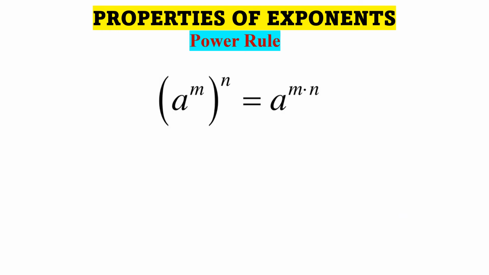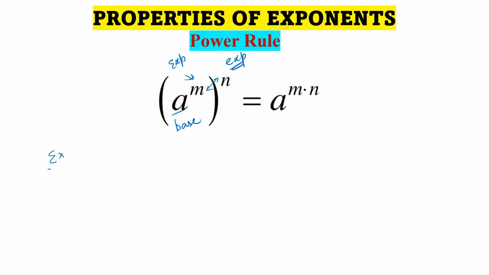The last property of exponents is said to be the power rule. What does the power rule mean? There is a base. It has a power or exponent, and that exponent has another exponent, meaning an exponent to the exponent. So what do you do when two exponents are written beside each other? You multiply the exponents.